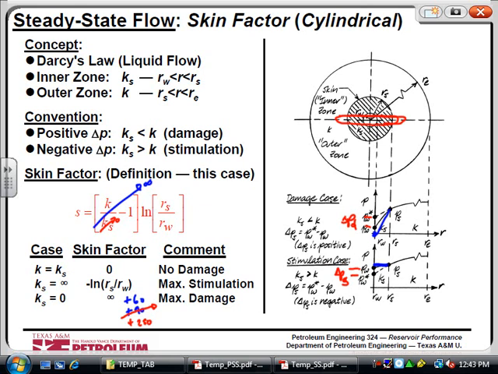Now, this is not drawn to scale, because this skin zone, what do you think the distance is for the skin zone? Let's take a quick poll. Is the skin zone 100 feet deep? 10 feet deep? 1 foot deep? Okay, so somewhere between 1 and 10. Is it less than 1? Could be. Is it more than 10? That would be pretty tough.